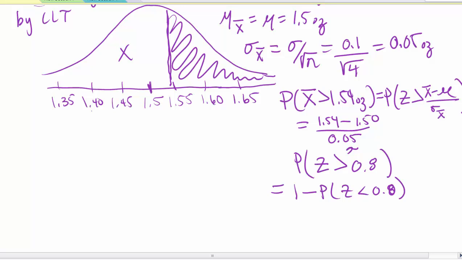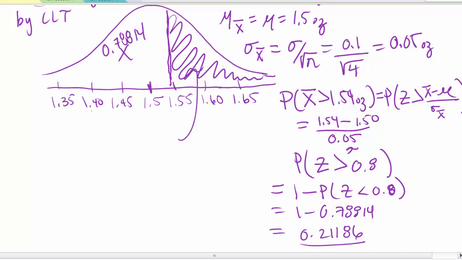So that means that this area in here is 0.78814. We want to know this area, so if we take that and subtract it from 1, the total area under the curve, we'll get a value of 0.21186. So that means that the probability that we randomly select a sample that has a sample mean of 1.54 or above is equal to 0.21186.